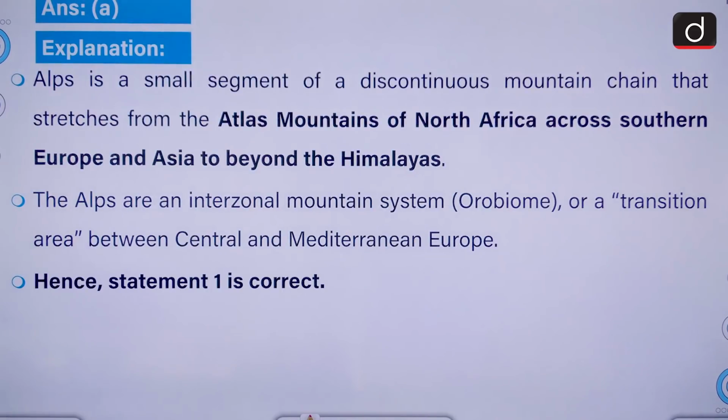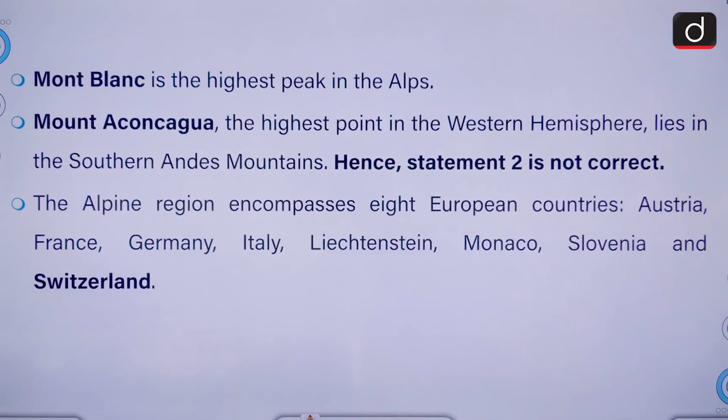Alps is a small segment of a discontinuous mountain chain that stretches from the Atlas Mountains of North Africa across southern Europe and Asia to beyond the Himalayas. The Alps are an interzonal mountain system, orobiome, or a transition area between Central and Mediterranean Europe. Mont Blanc is the highest peak in the Alps. Mount Aconcagua, the highest point in the Western Hemisphere, lies in the southern Andes Mountains.